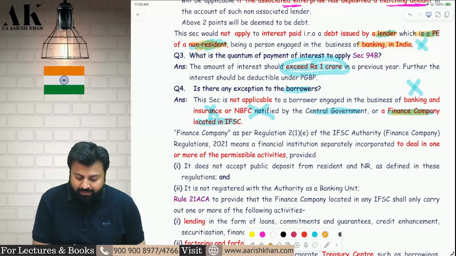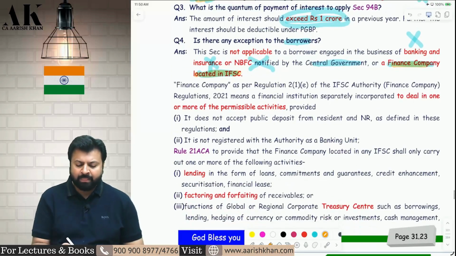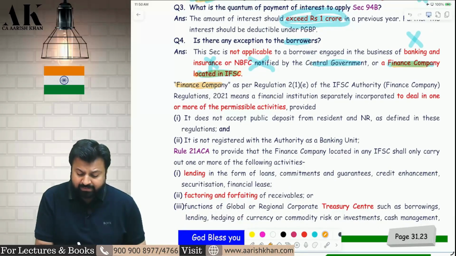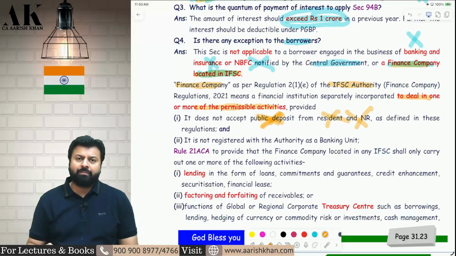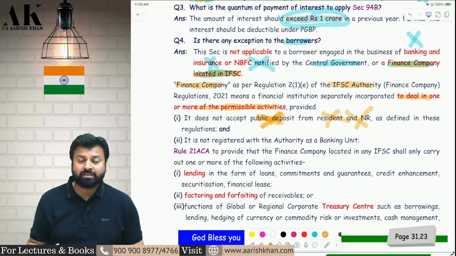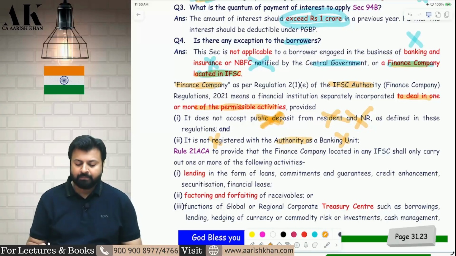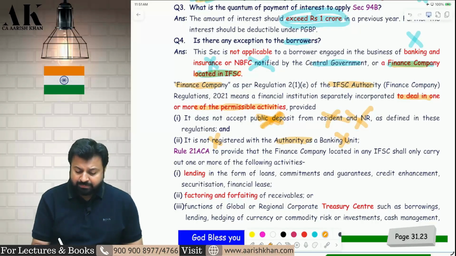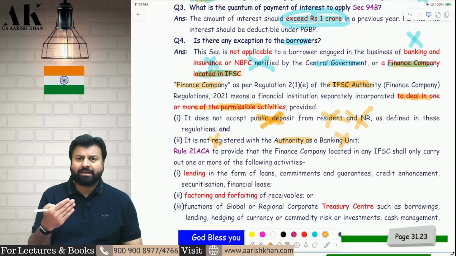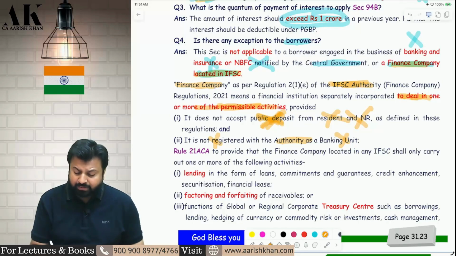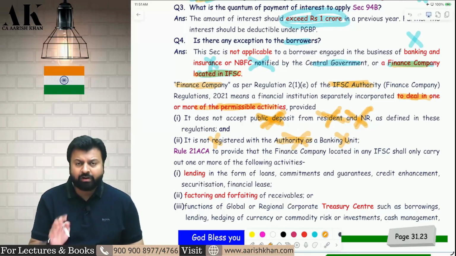Now, for a finance company located in IFSC, there is a detailed discussion given over here. Who can be called a finance company located in IFSC? It will be a finance company as per the IFSC Authority Act, which deals in one or more permissible activities, and they do not accept public deposits from resident and non-resident. They do not take money from the public. They take money from institutional investors, big investors, not from the public. And they are not registered as a banking unit. So a finance company is a company as per the IFSC Act. They deal in one or more permissible activities. Which are those permissible activities, I will see now.